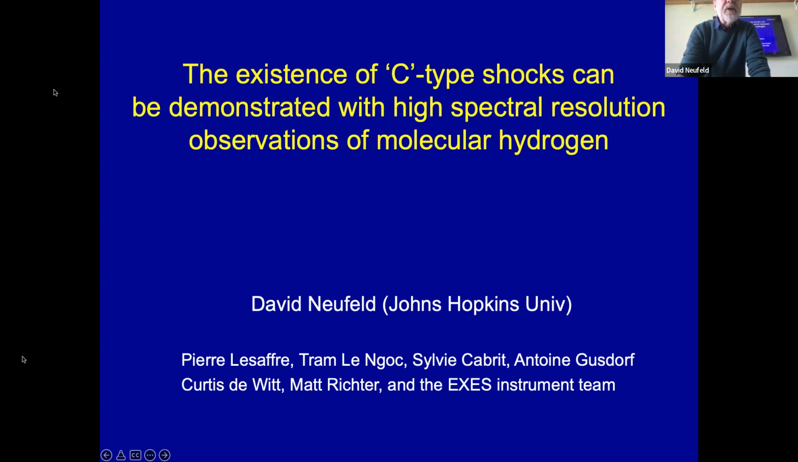So what I'm going to talk about now is some observations of molecular hydrogen that we've made in an example of a C-type shock. And we can demonstrate that the flow velocity does change smoothly while the gas is hot. And the way it turns out we can do this is through looking at the ortho to para ratio of molecular hydrogen.